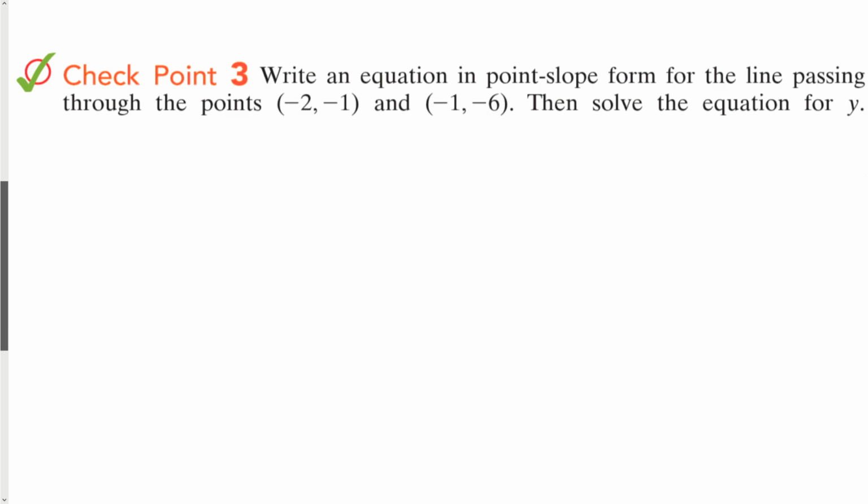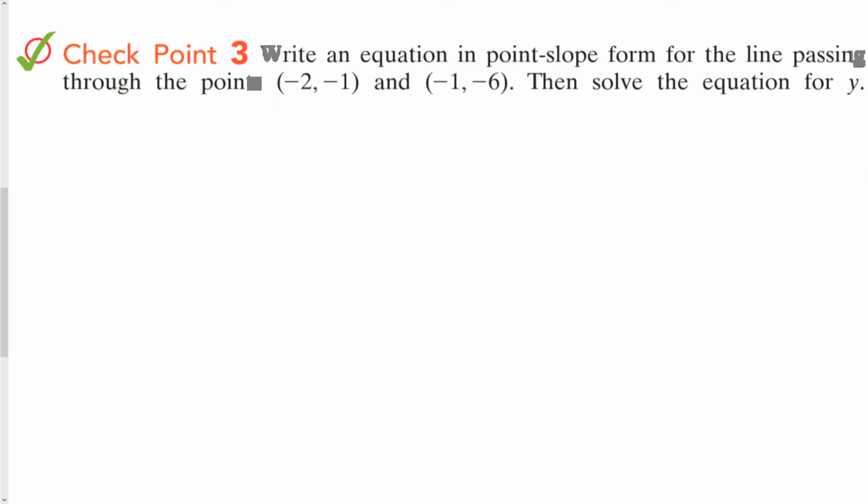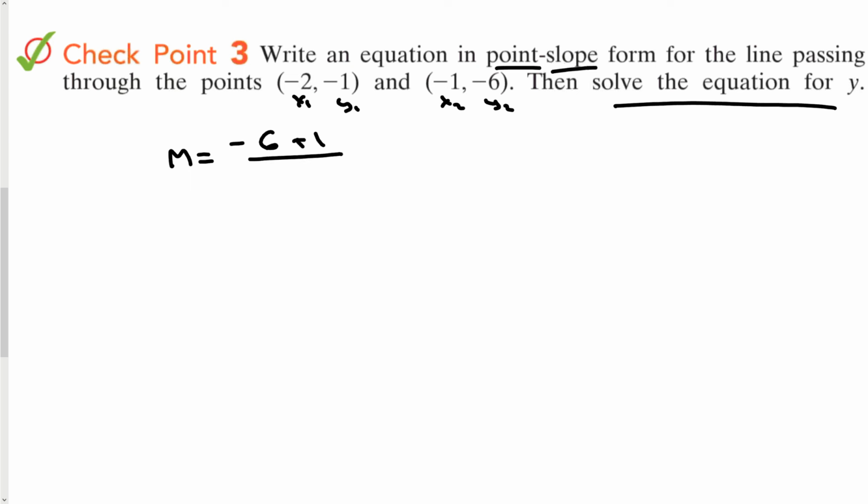Let's do one more of those with the checkpoint. We don't have a picture here, so we're going to have to use the slope formula to find the slope first. Once we find the slope, then we pick a point, then we solve the equation for y. Let's call these x1, y1, x2, y2. So negative 6 minus negative 1 over negative 1 minus a negative 2. Again, the trickiest part here is don't get messed up with the signs. So that's negative 5 over 1, which is negative 5.